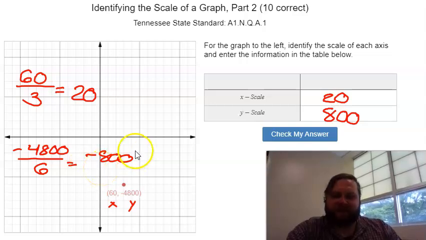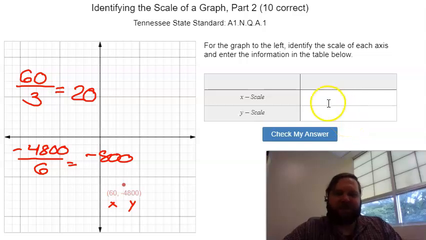So the negative sign does not matter. All the negative sign tells us is the direction. So that negative 4,800 tells us to go down from the x-axis, whereas if it was positive, it would tell us to go up. When we're dealing with scale, we don't really care what direction. Each space will still be worth 800 no matter which direction I go. So I can discount that negative sign there and find that my y scale is in fact 800. As always, checking your answer will tell you if you are correct or not.